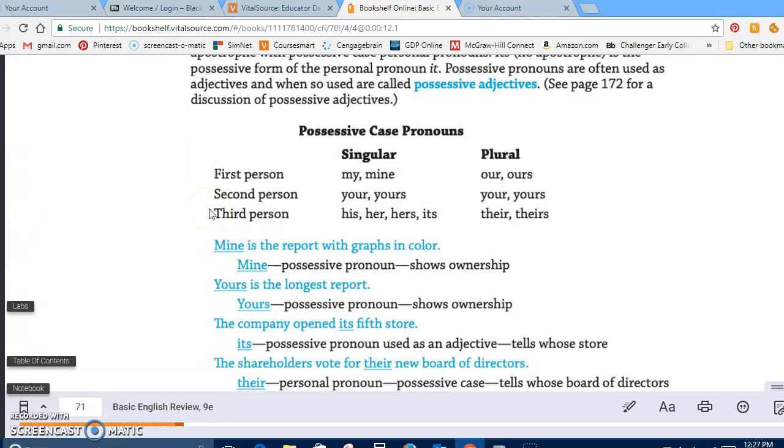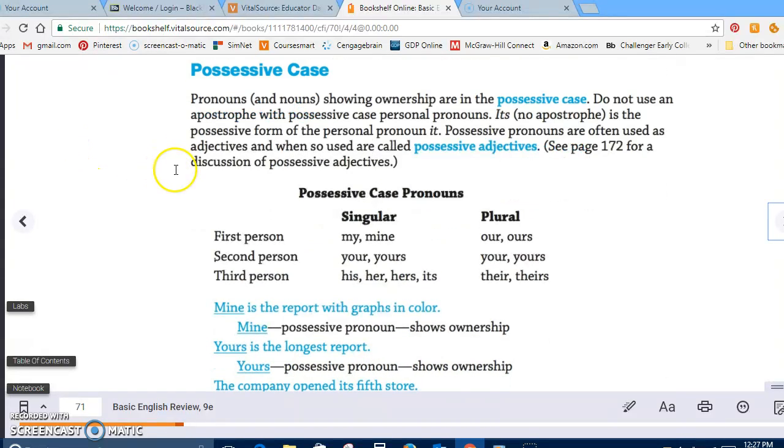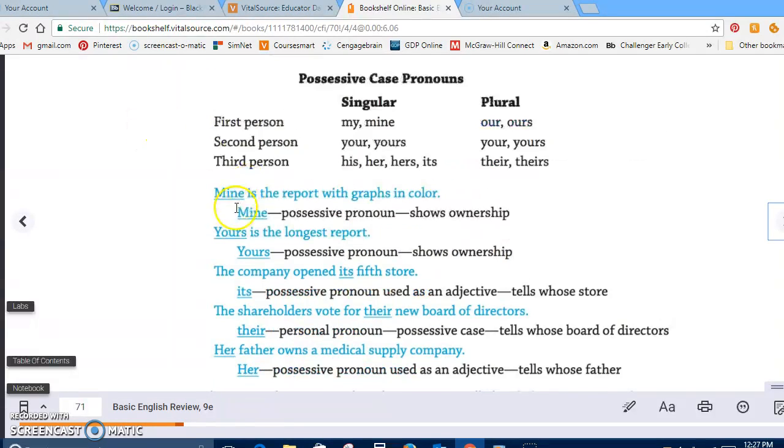Hi, in this video we're going to talk about possessive case pronouns, and possessive case are the ones that show ownership. Just like we talked about a little bit in chapter 1, possessives are showing ownership. So when you're looking at the its, make sure you do not put the apostrophe in there. The apostrophe makes it "it is," and that's not the ownership one.